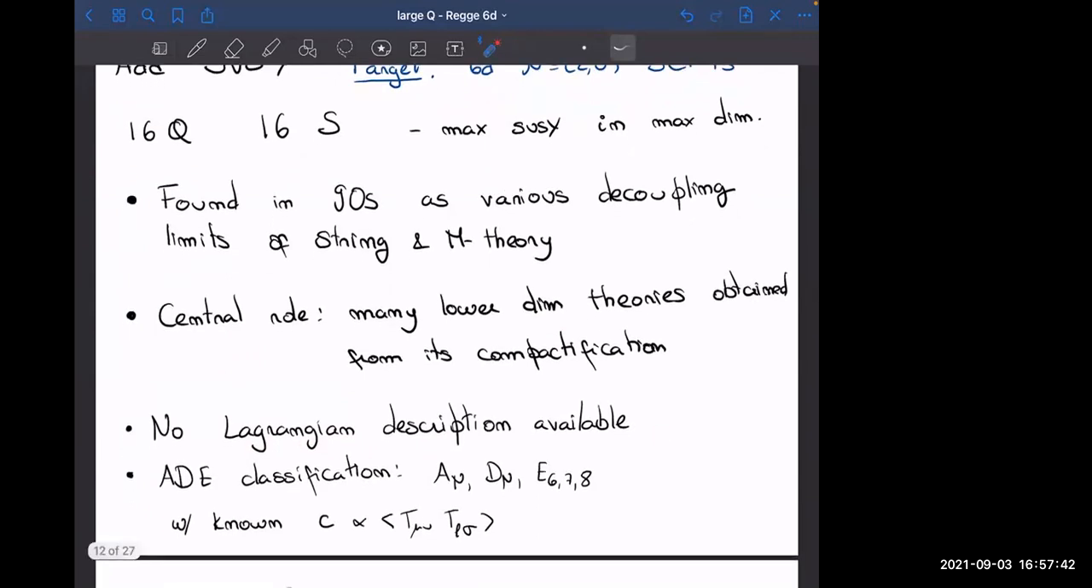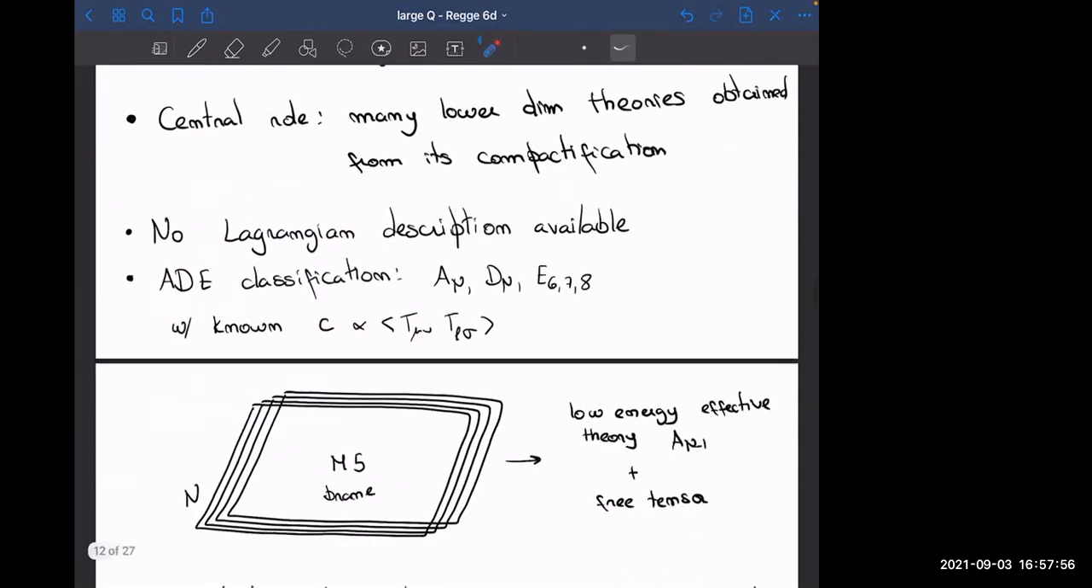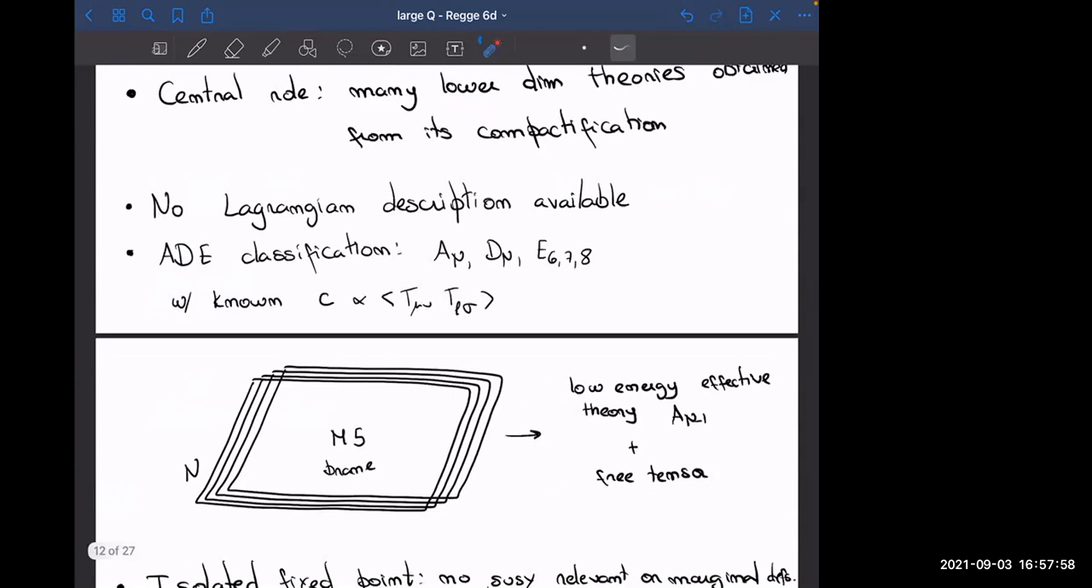From those early works, we also know that they have an ADE classification. So they are classified by simple simply-laced Lie algebras. And we know the central charge, by which I mean the two-point function of the stress tensor of this theory. So in particular, as the simplest example, if you have a stack of N M5 branes, the low energy effective theory on them will be the A_{N-1} SCFT plus a decoupled free tensor multiplet.